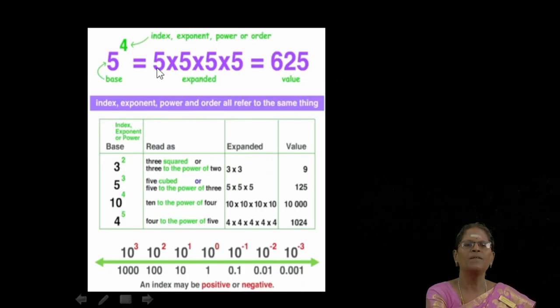For example, 5 to the power 4 denotes 5 into 5 into 5 into 5. The numerical value is 625. So this table shows how an index can be expanded and how the value is arrived. 4 to the power 5 means 4 into 4 into 4 into 4 into 4. So the value comes to 1024. This arrow shows that index may be either positive or negative.